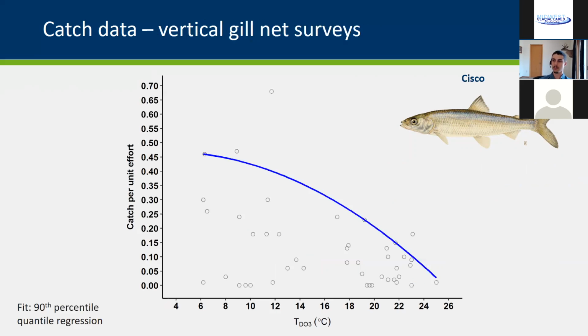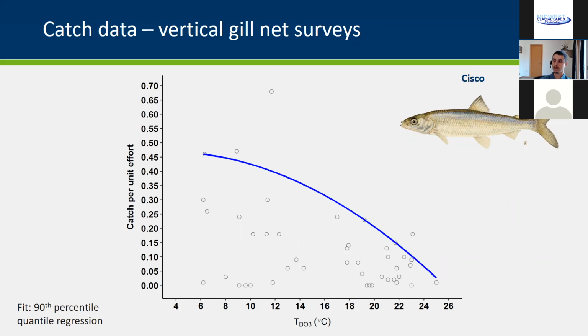This is the same analysis, but this is using those vertical gill net surveys. These are good at capturing these fish species, and we see a similar relationship. So again, that backs up that although those standard gill net surveys are not ideal, there's still information that we can use, particularly when we're looking at them at a population level.